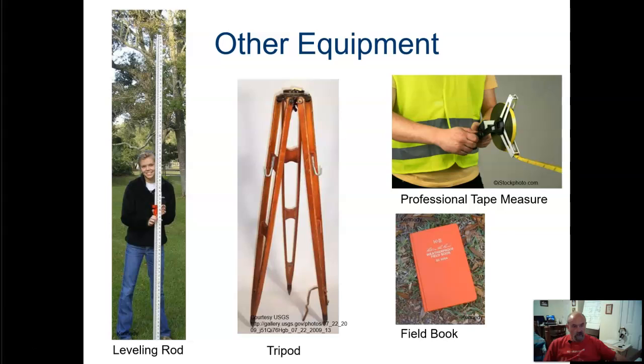Other equipment often used in conventional optical surveys are this leveling rod, a tripod, a professional tape measure, and a field book for recording your measurements. The tripod supports the surveying instrument. The tape is used to measure the distances, and the leveling rod is used to measure vertical distances with optical equipment and looks like an extra long measuring stick or ruler. The field book is used to record the measurements and observations taken during a survey.